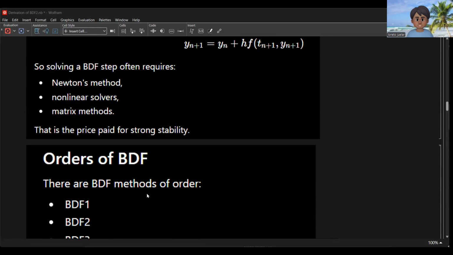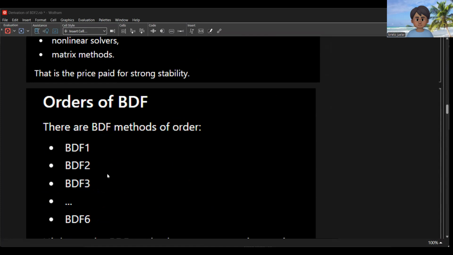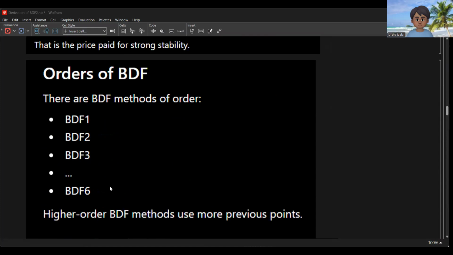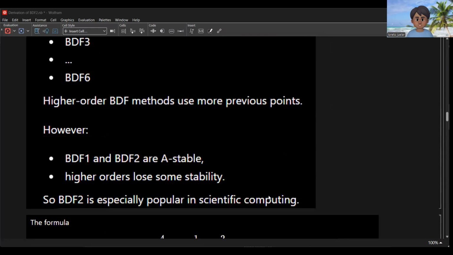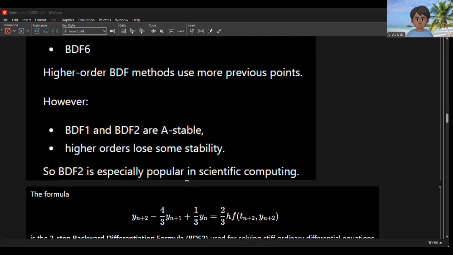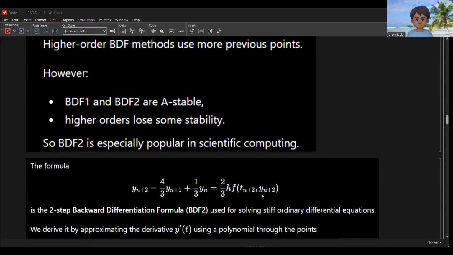So, orders of BDF. There are BDF methods of order BDF1, BDF2, BDF3, up to BDF6. Higher order BDF methods use more previous points. However, BDF1 and BDF2 are stable. Higher orders lose some stability. BDF2 is especially popular in scientific computing. So we have the formula now.